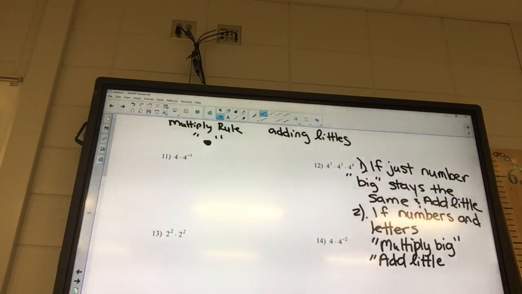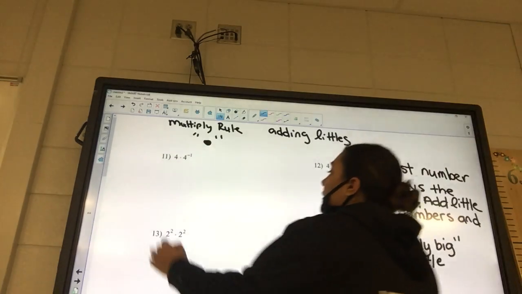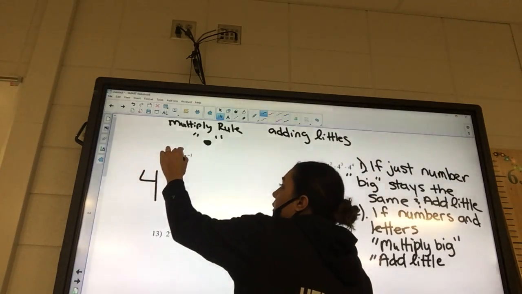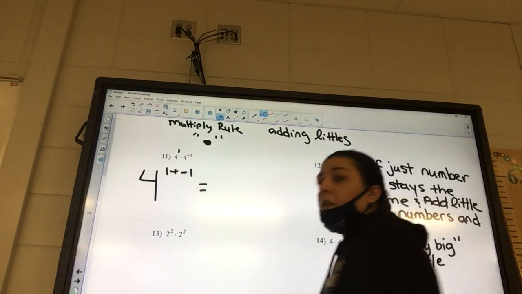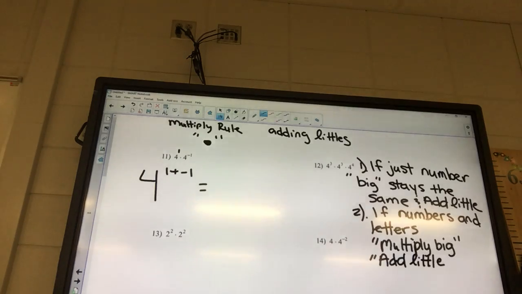Okay, so if we look at 11, does that only have numbers or numbers and letters? Numbers. So the big stays the same. What is the big? 4. And we add the littles. So it's going to be 4, and there's really a 1 right here, so it's going to be 1 plus negative 1. Did you guys get all that written down or no? Yeah. Okay, I can stop for now.